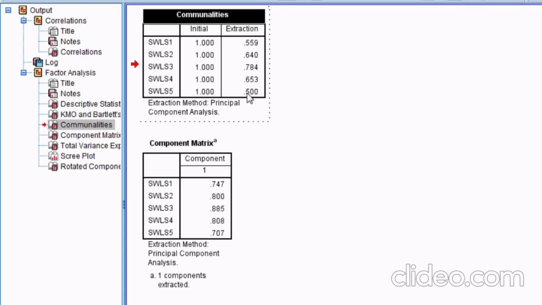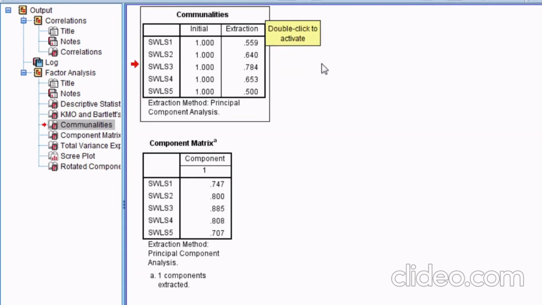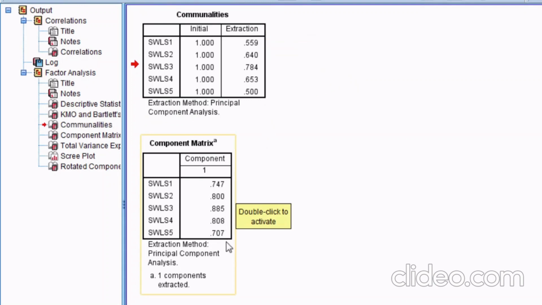So for SWLS2, we have 0.8, which squared is 0.64, and that indicates the amount of variance that our one component accounted for in SWLS2. In other words, 64% of the variance in SWLS2 is accounted for or explained by the component that we retained. Okay, approximately 78% of the variance is accounted for in SWLS3.